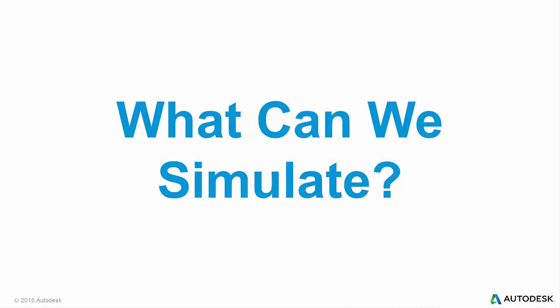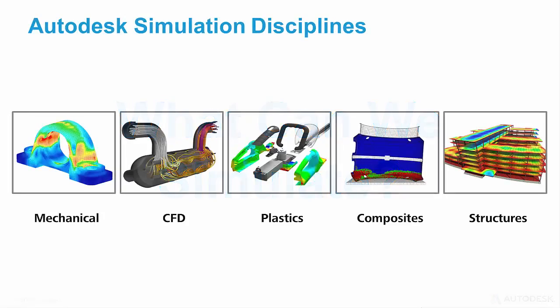Now that you understand what simulation is and why companies are using it, let's look at the types of problems that can be solved with Autodesk simulation, again with a specific attention on the Nastran InCAD solution. Autodesk offers a wide range of products that cover 5 distinct engineering simulation disciplines: mechanical, CFD, plastic injection molding, composites, and building structures. While CFD, or computational fluids, plastics, composites, and building structures are important, they won't be our focus today.